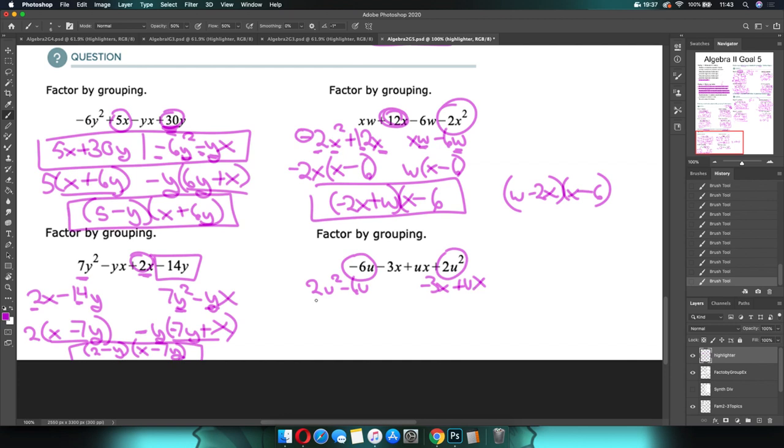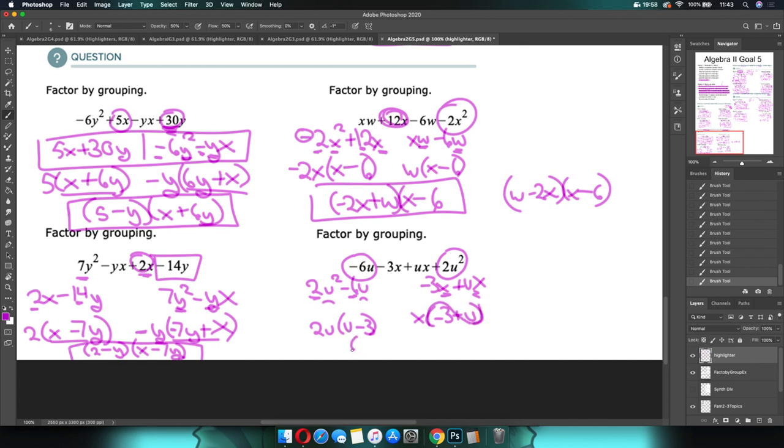We're going to try, what do we pull out? We can pull out the 2, and we can pull out a u. So 2u, that becomes u minus 3. That's what I'm looking for. U and then minus 3. And I can already see x is the only thing I have in common. So that will be negative 3 plus u, and all I have to do is reverse that, and I have the exact same thing as this.